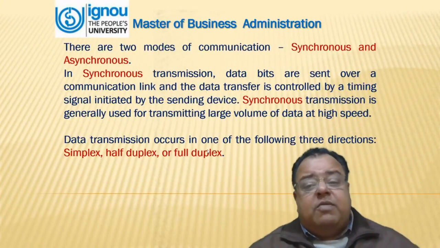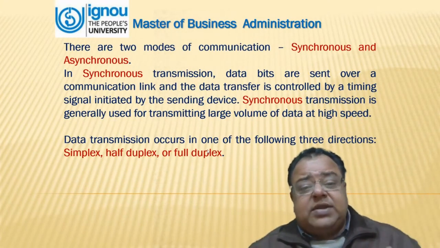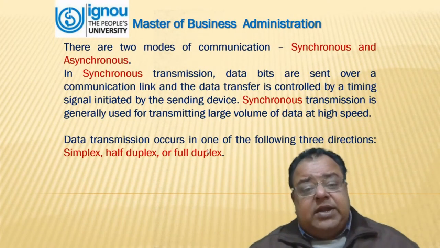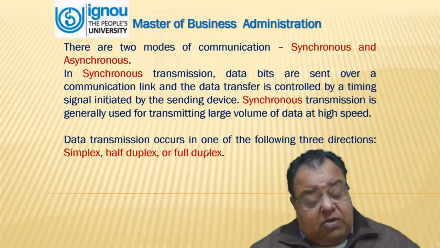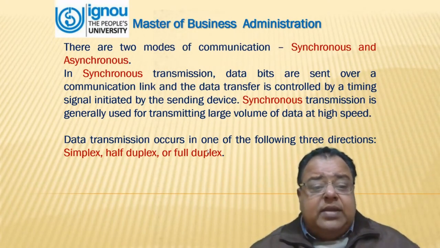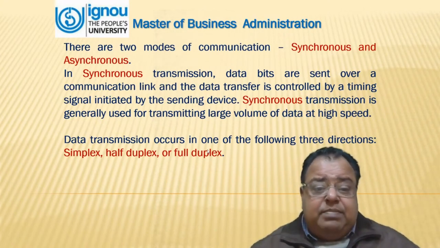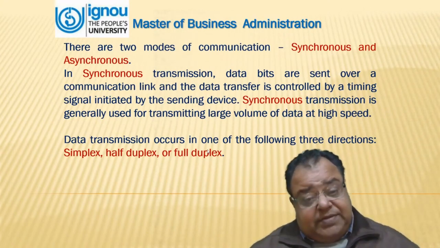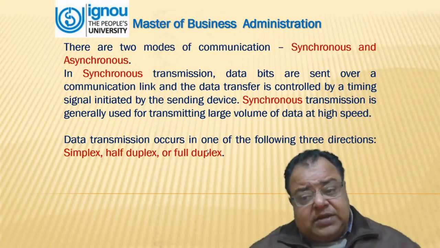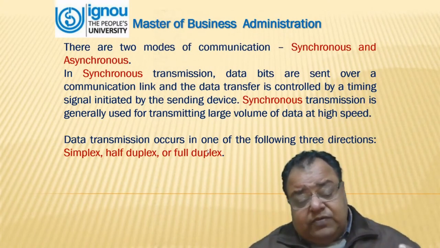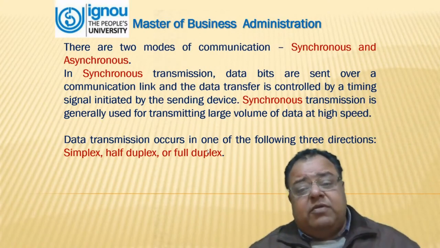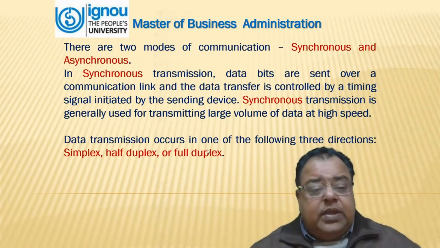There are two modes of communication, synchronous and asynchronous. In synchronous transmission, data bits are sent over a communication link, and the data transfer is controlled by a timing signal initiated by the sending device. Synchronous transmission is generally used for transmitting large volumes of data at high speed.